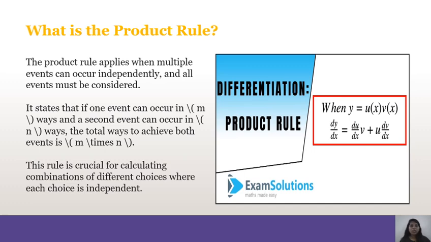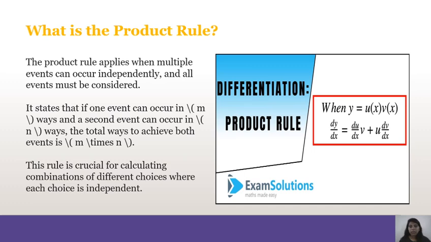Now let us see what the product rule is. The product rule applies when multiple events can occur independently and all events must be considered. It states that if one event can occur in m ways and the second event can occur in n ways, the total number of ways to achieve both events is m times n. This rule is crucial for calculating combinations of different choices where each choice is independent.